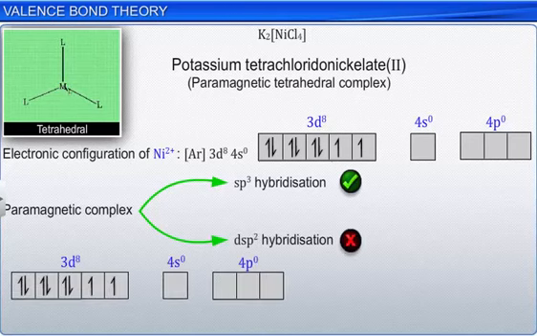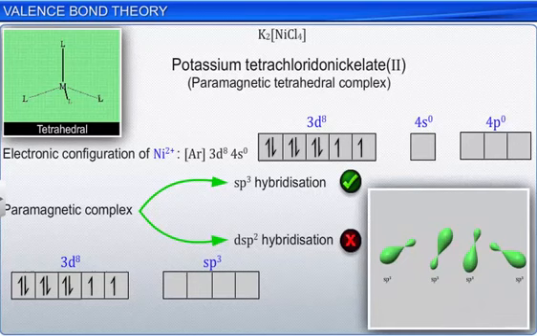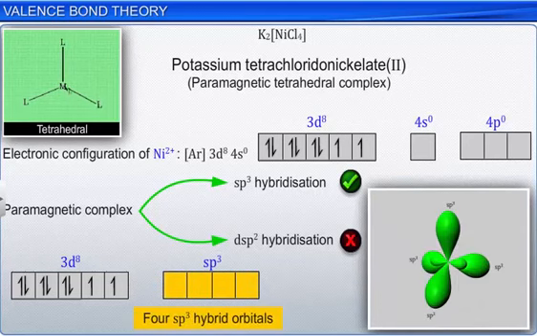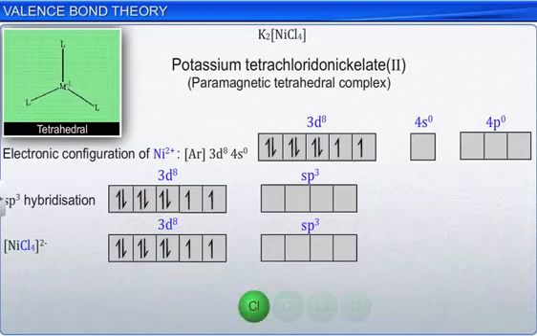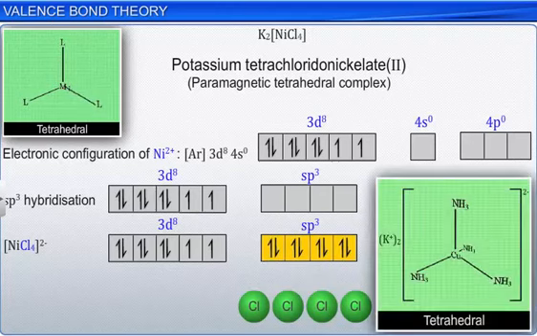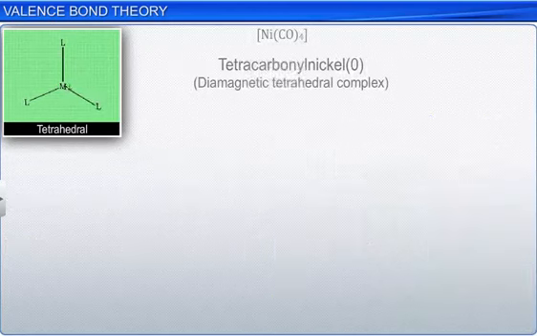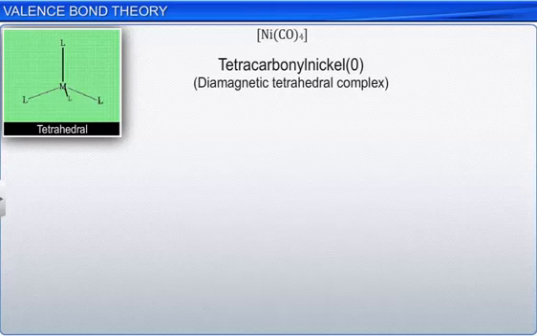Thus, the 4s and 4p orbitals hybridize together to give a set of 4 sp3 hybrid orbitals. The 4 electron pairs donated by the 4 ligands are accommodated in the hybrid orbitals. Hence, the given complex assumes tetrahedral geometry. Tetracarbonylnickel(0) is an interesting example of a diamagnetic tetrahedral complex. In this complex, the metal atom nickel is in 0 oxidation state.